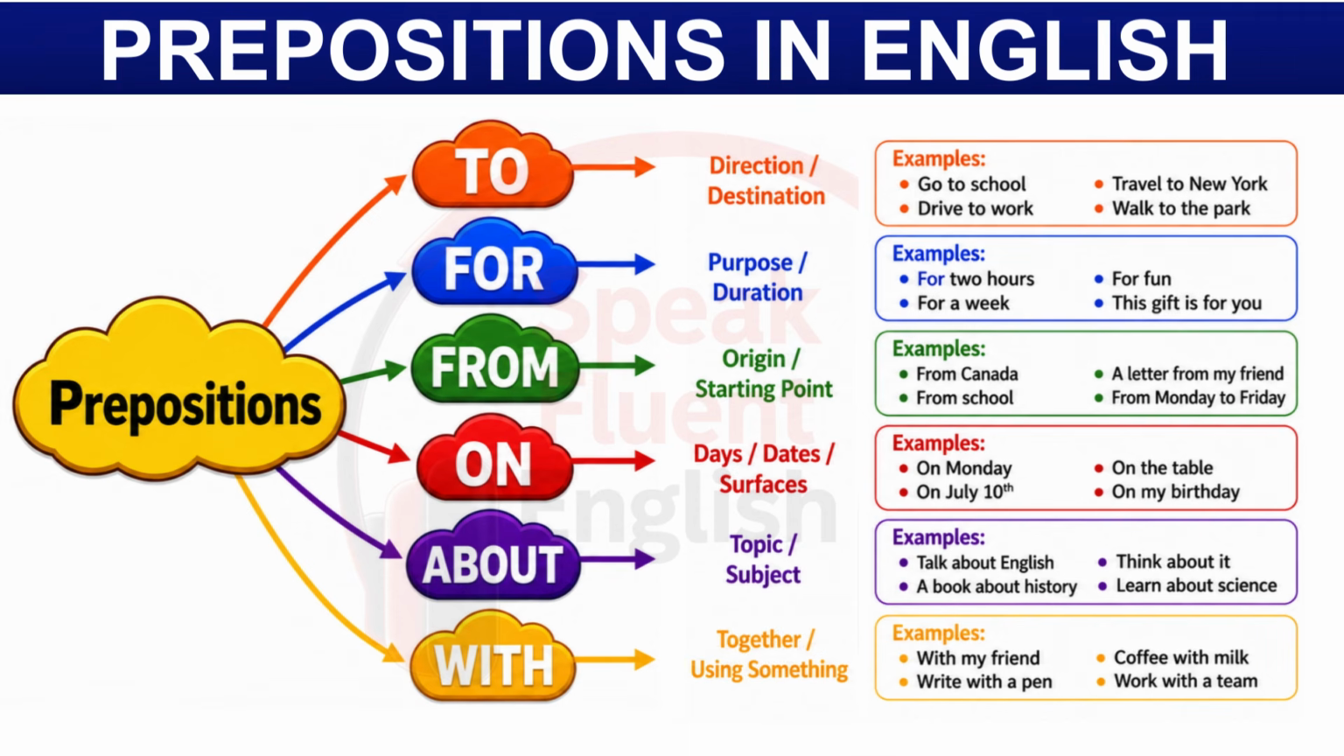Next, for. For shows purpose or duration. It tells us why something is done or how long something continues. Let's look at some examples. For 2 hours. I studied English for 2 hours. For a week. They stayed in the hotel for a week.